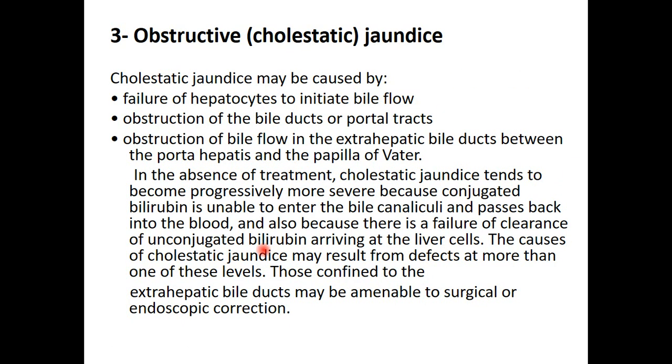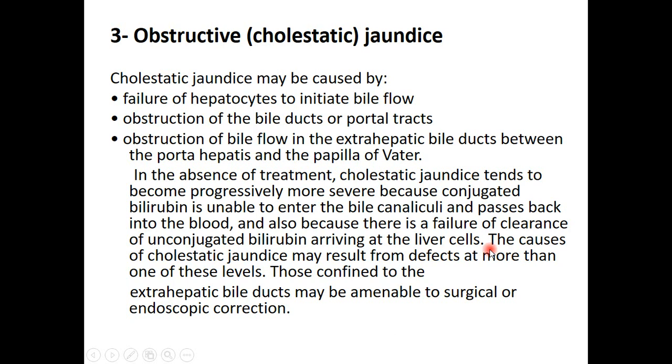The third important cause of jaundice is obstructive jaundice or cholestatic jaundice, which may be caused by failure of the hepatocyte to initiate bile flow, or obstruction of the bile duct or portal tracts, or obstruction of the bile flow in the extrahepatic bile duct between the porta hepatis and the papilla. In the absence of treatment, cholestatic jaundice tends to become progressively more severe, because conjugated bilirubin is unable to enter the bile canaliculi and passes back into the blood, and also because there is a failure of clearance of unconjugated bilirubin arriving at the liver cells.